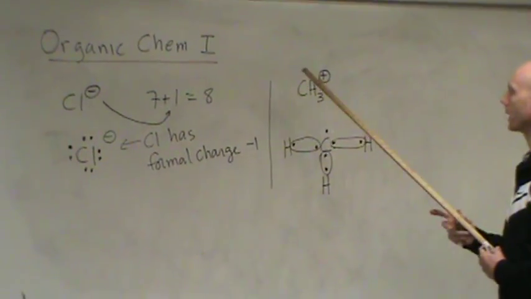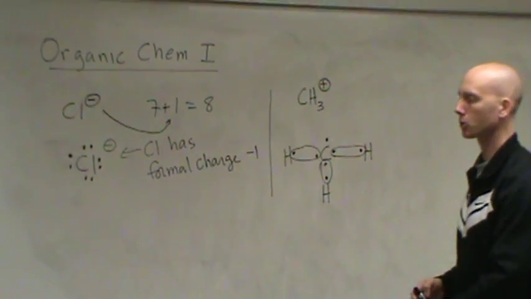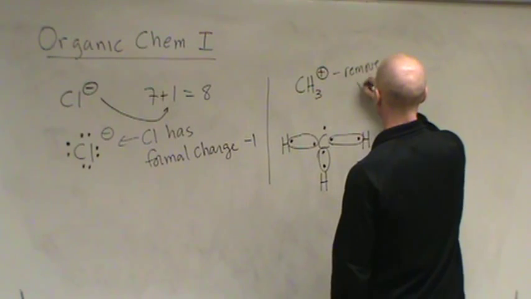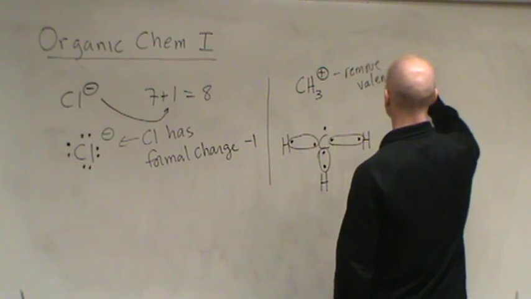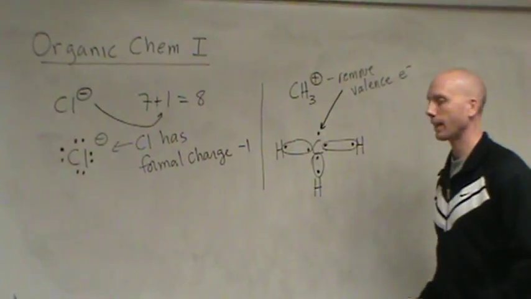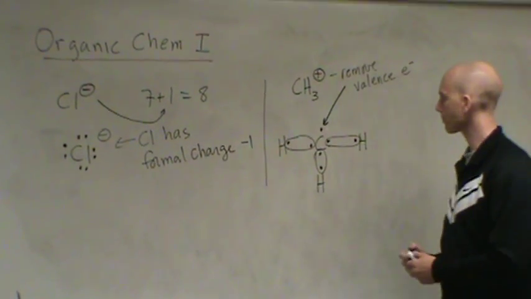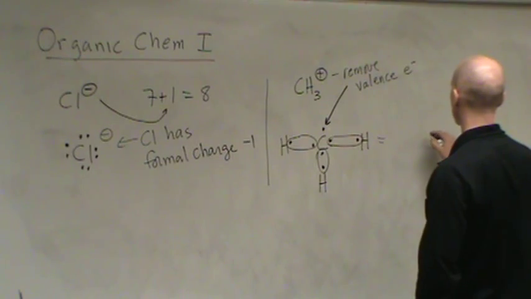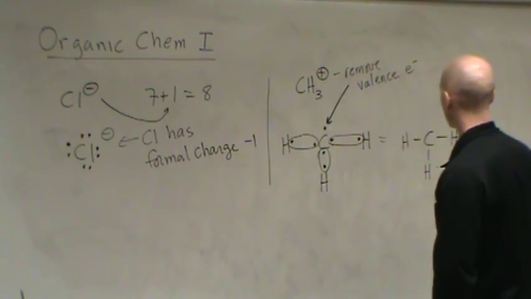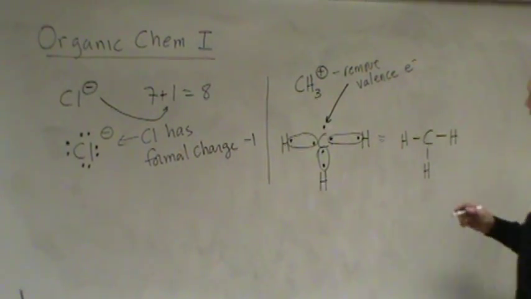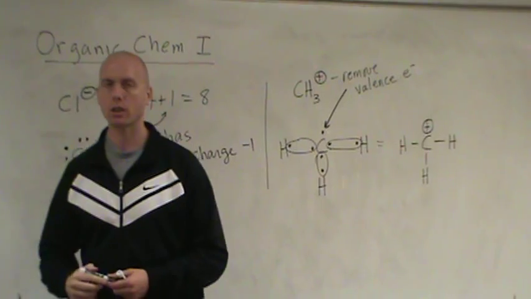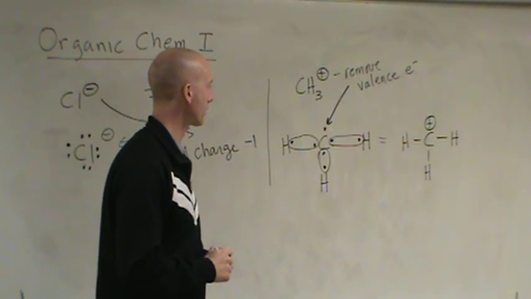Well, that's where the positive charge helps us. It tells us what? I get to remove a valence electron. And so this will be the one that we end up removing. So if we draw the Lewis structure, we would get this here with carbon having a formal charge of +1. Okay?